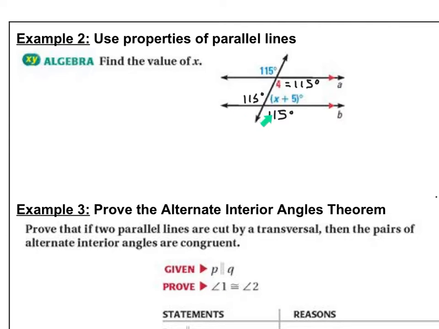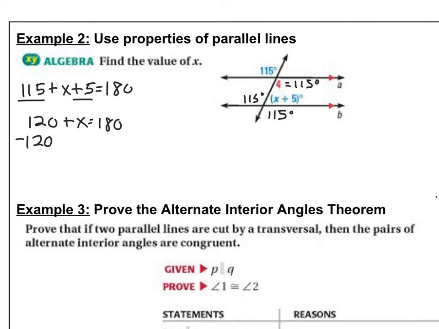Basically, your options are to add two angles together, set them equal to 180. So I'll just simply say 115 plus x plus 5 equals 180 degrees. We'll combine our like terms. We'll subtract 120 on both sides, and we'll get x in this case is going to be equal to 60.